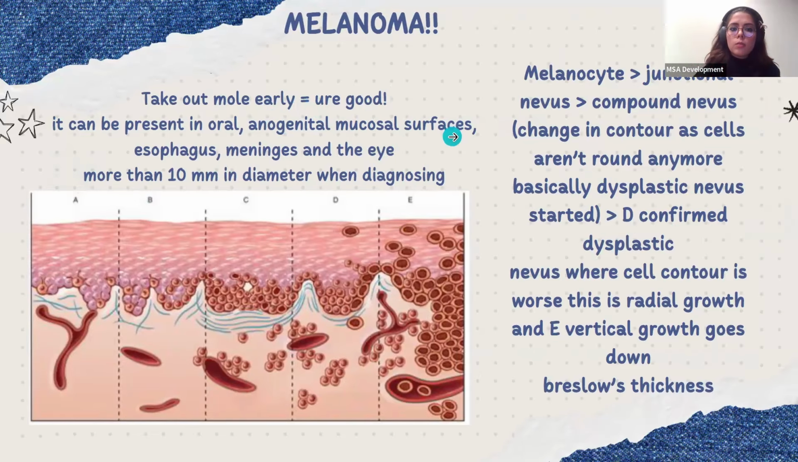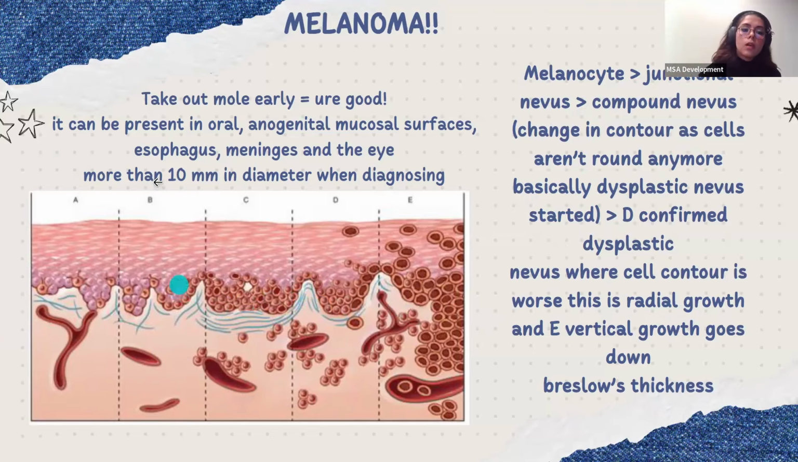Melanoma is basically a melanocyte that went out of control. Melanocyte, junctional nevus, compound nevus, changing in contour as cells aren't round anymore. Basically, dysplastic nevus has started. This is what's considered a melanoma, when it starts metastasizing and going further from where it should be. If you take out the mole early, you're fine.